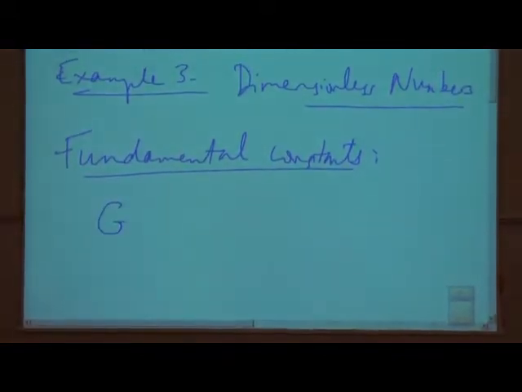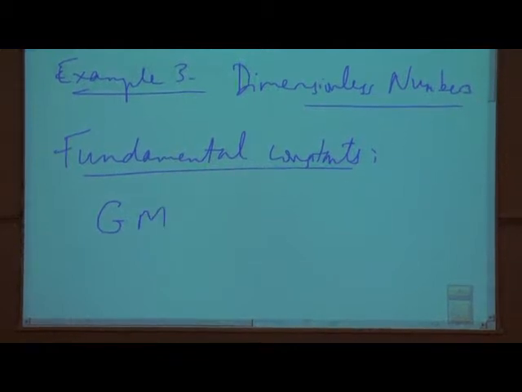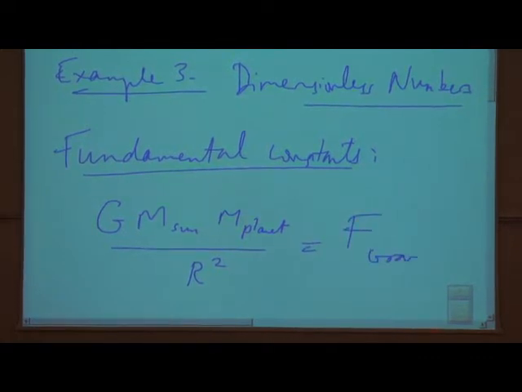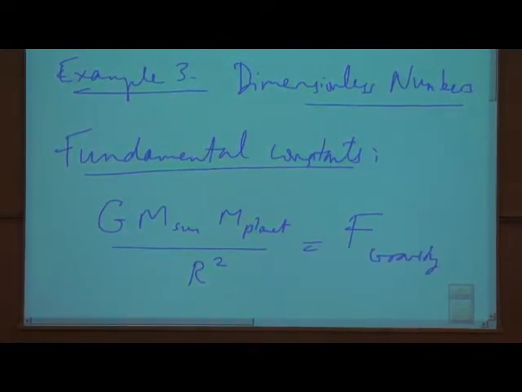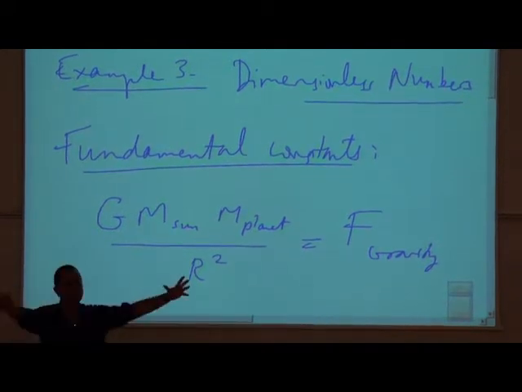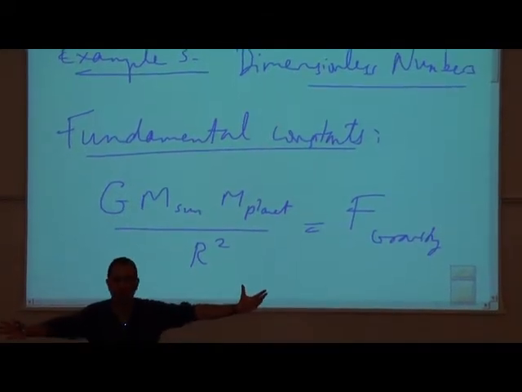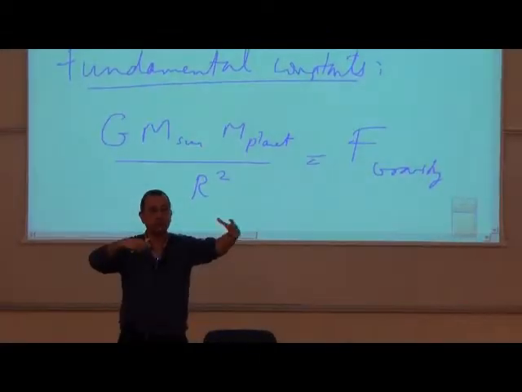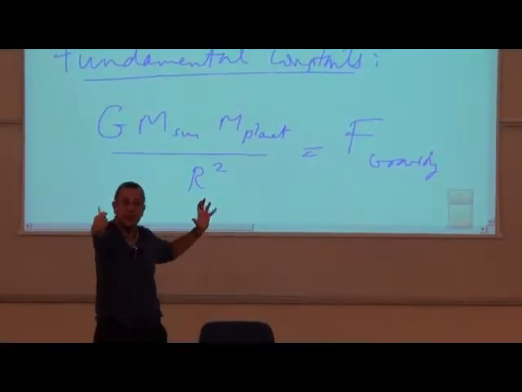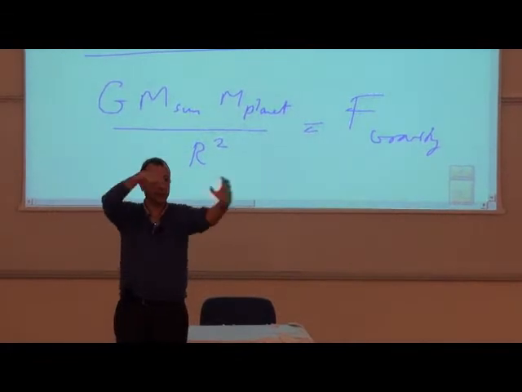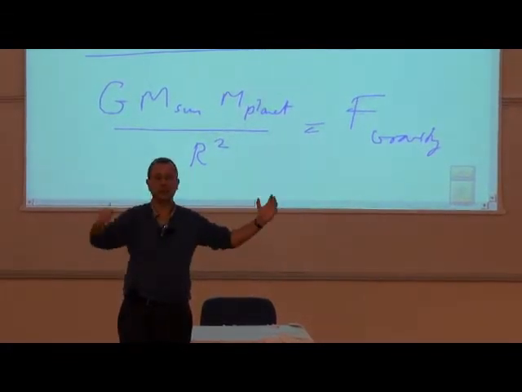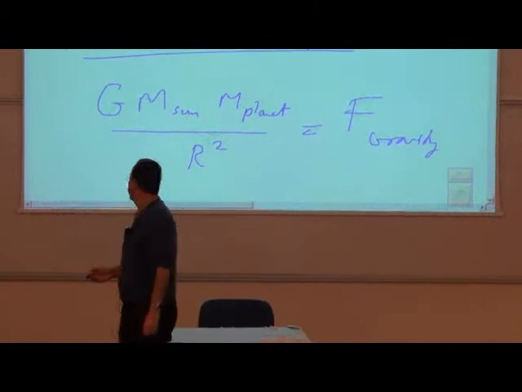One example is G. The force of gravity between any two objects, for example, the Sun and Venus, depends on 1 over the distance square. The Sun attracts Venus, and Venus attracts the Sun back, and they rotate around each other. They orbit around each other.